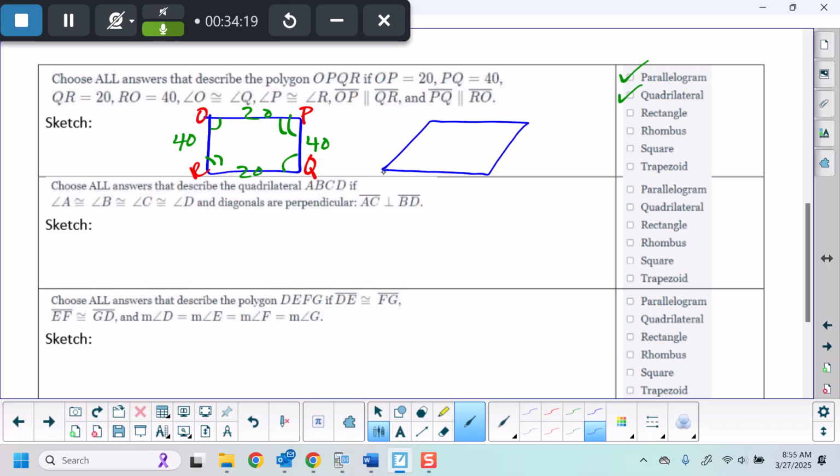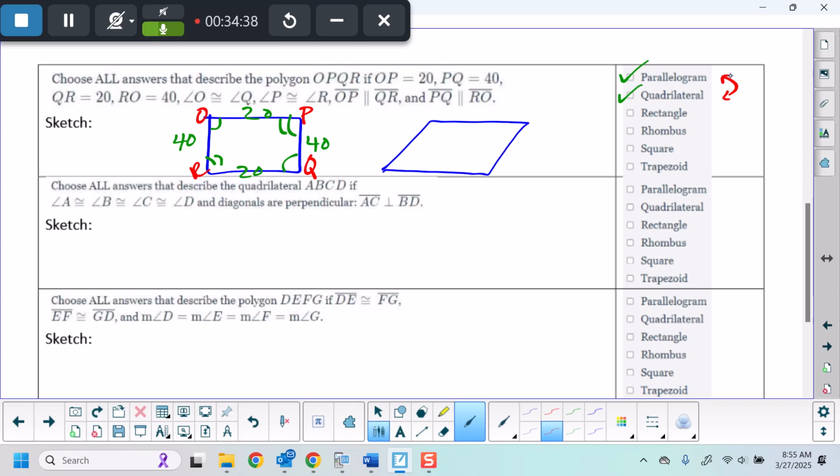And this is snipped from MathSpace, and it drives me nuts, because I feel like we should start with quadrilateral and then go to parallelogram. I don't know why they do that. All right, let's try our next one. Choose all answers that describe A, B, C, D.